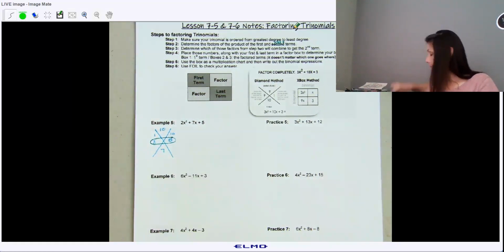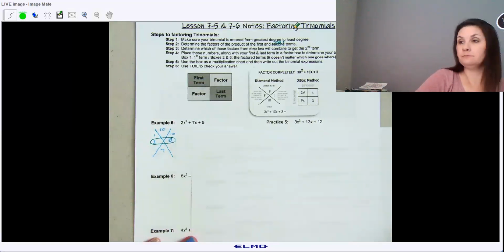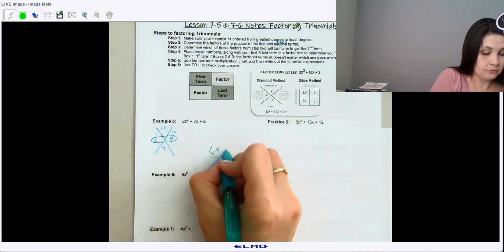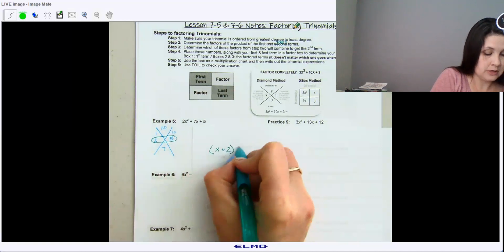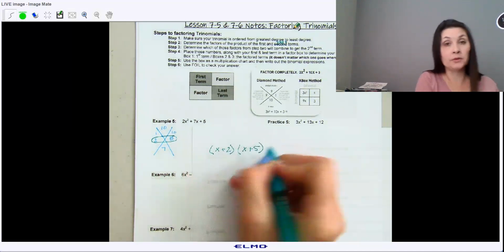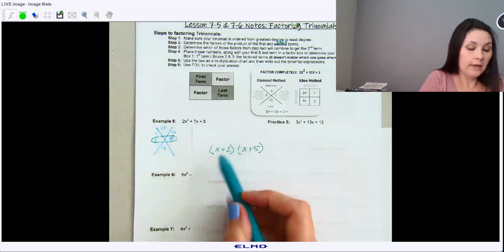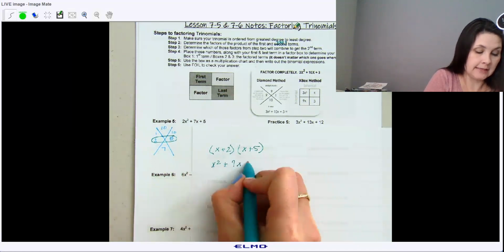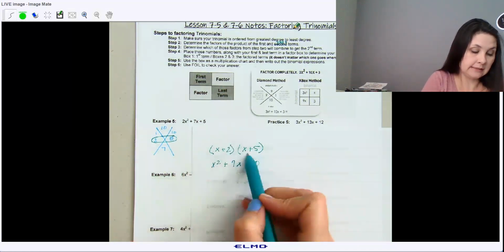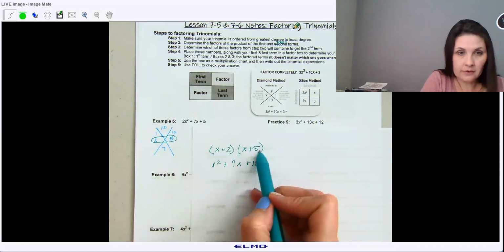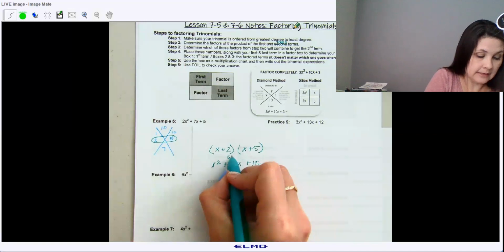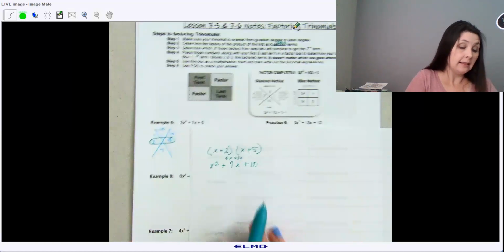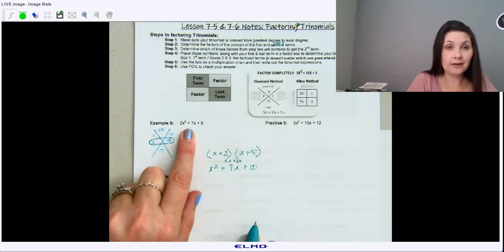Okay, so let me show you something. If we were to say, okay, this is our binomial, let's just put it into a binomial: x plus 2, x plus 5. Now, this is not the answer, and I'm going to show you how you can check. When I FOIL this back together, I get x squared plus 7x plus 10. So I did x times x is x squared. X times 5 is 5x, and then 2 times x is 2x. So I combine those to get 7x, and then 2 times 5 is 10. That is not where we started.